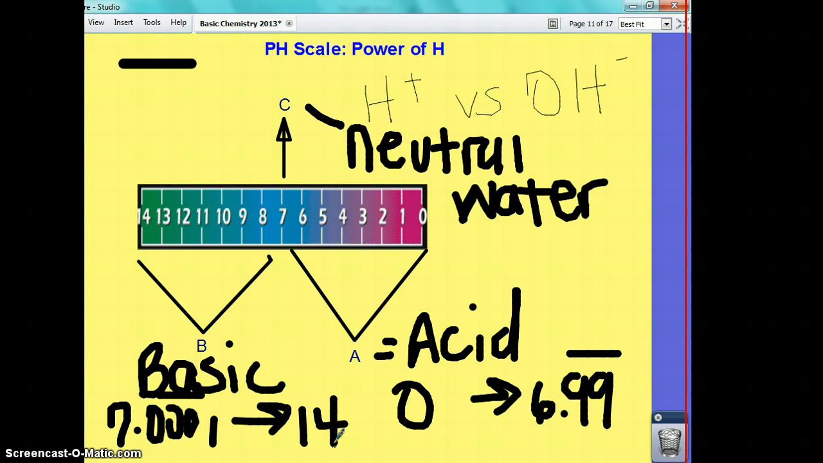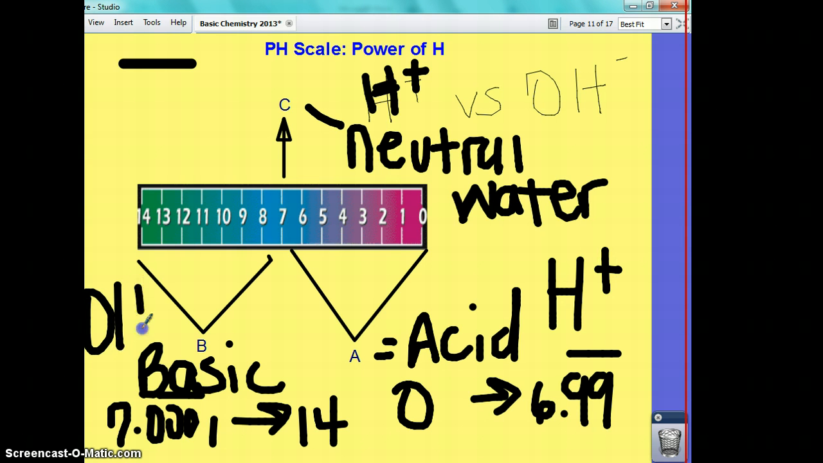Now back to the power of hydrogen versus hydroxide. If you're an acid, what do you have more of? Hydrogen ions or hydroxide ions? Anybody know? If you're an acid, no, at least take a guess. If you're an acid, you're going to have more hydrogen ions. If you're a base, you're going to have more hydroxide ions.